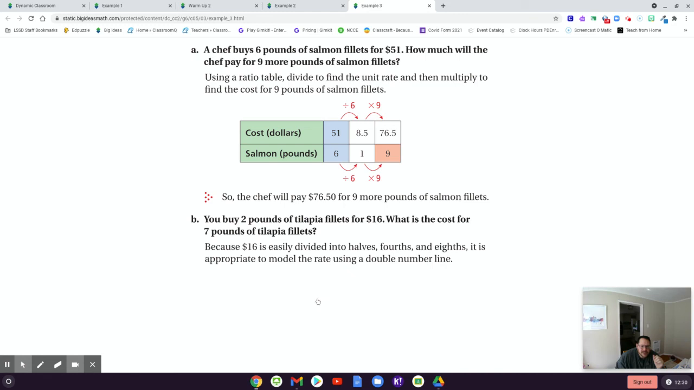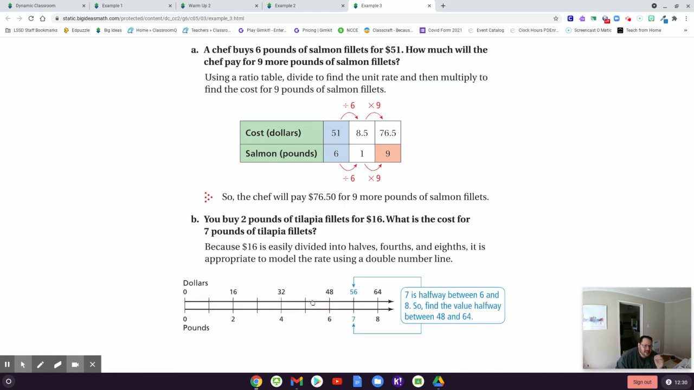All right, so 7 times 8 is 56. They're showing you how to use a double number line. You can also use a ratio table. You can also use a double number line to solve this. So it's $16 for 2 pounds right there. So it would be $32 for 4 pounds, $48 for 6 pounds, $64 for 8 pounds, and then 7 pounds would be right in between the 6 and the 8, and 56 is right in between 48 and 64. So that's how you can use a double number line.